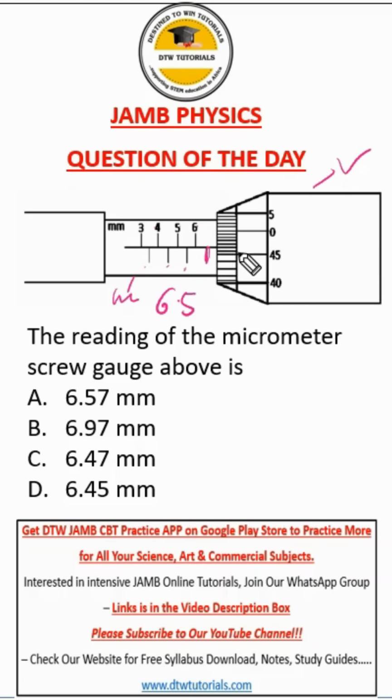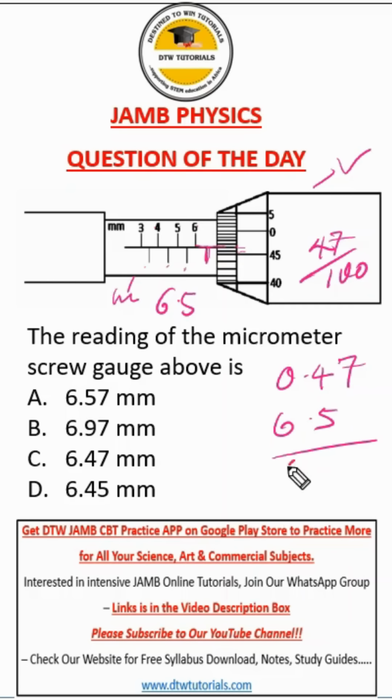The next line is 46. Now 47. You can see 47 touches here. So this is 47. So you have to divide this by 100. Always divide by 100. You're going to get 0.47. Then you add this to your 6.5 and we get 6.97. Our right option here is option B.